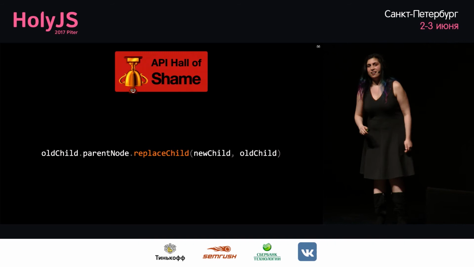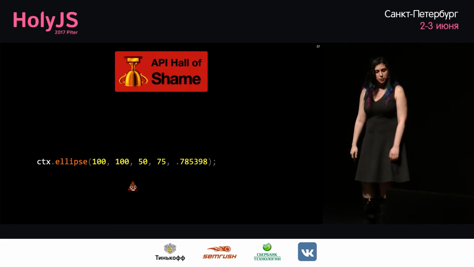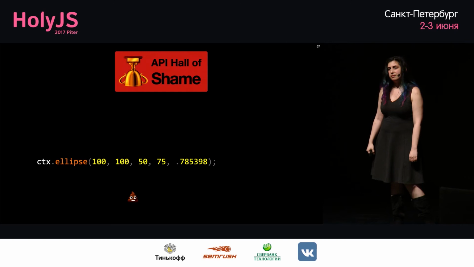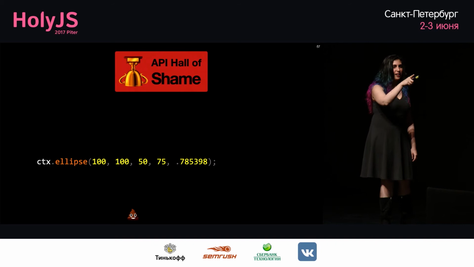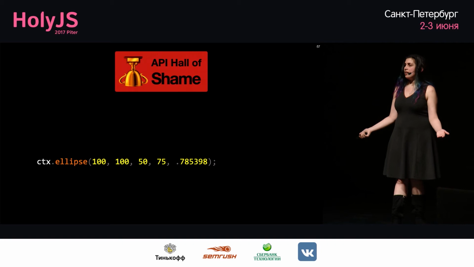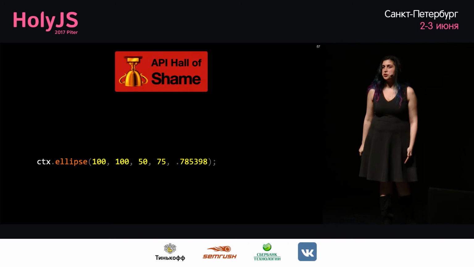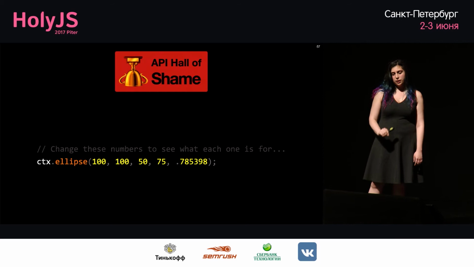Of course, our beloved Canvas API. How many of you can confidently explain what each of those numbers means? Nobody? I wouldn't ask you. One. Two. Okay, a few more. I think about 10 in the entire audience. So as you can tell, there's a problem right there. We have, like, what, at least 100 people in here, and only 10 can explain what these numbers do. And to add insult to injury, you get all these online playgrounds which tell you things like, change these numbers to see what each one is for.